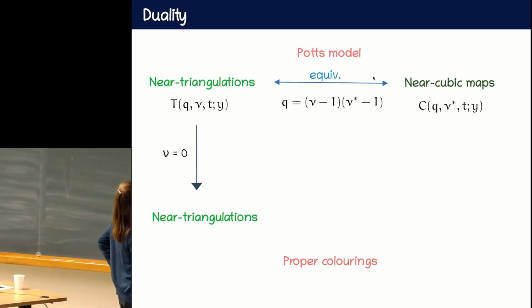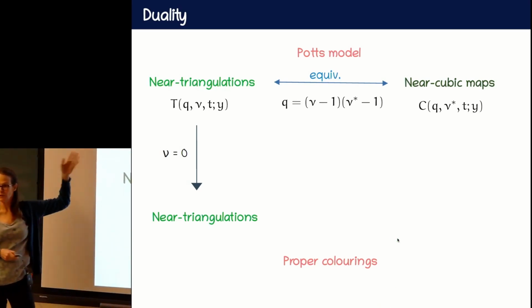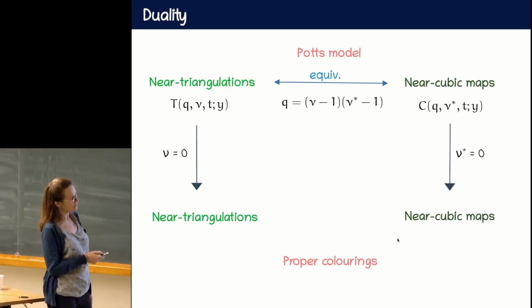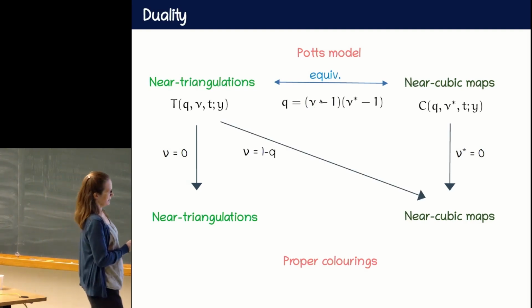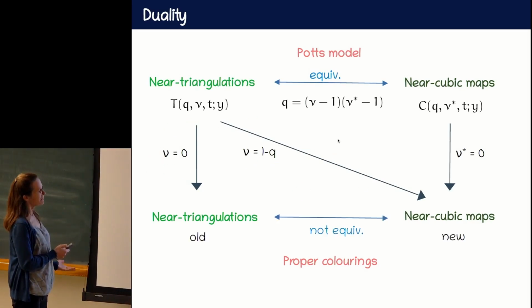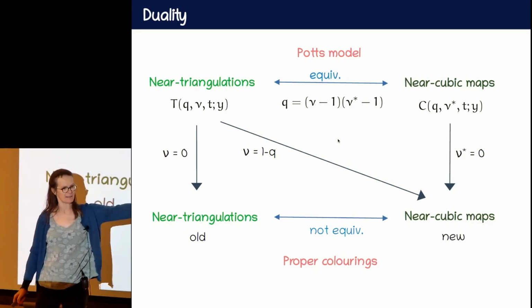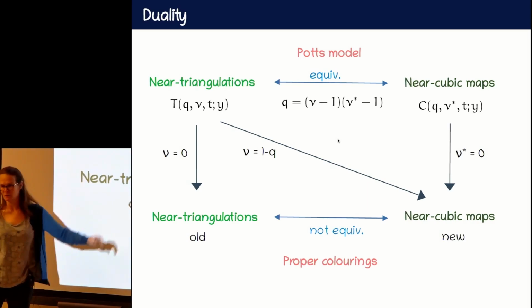Now, if you just want not the full Potts model, but just proper colorings, here you will specialize this nu to 0 to kill monochromatic edges. And here you would specialize to nu star equals 0. And nu star equals 0 means that nu is 1 minus q. So you see this is obviously not the same specialization. And this is one way to explain that at the level of proper colorings, these two classes are very different. And this was an old result, Tutte's result, and Bruno's conjecture.